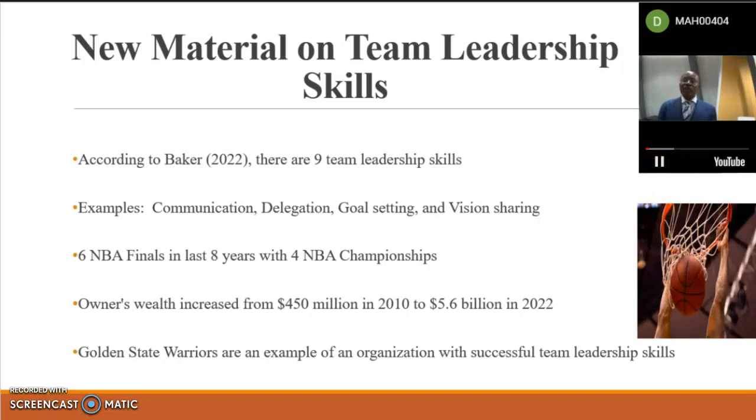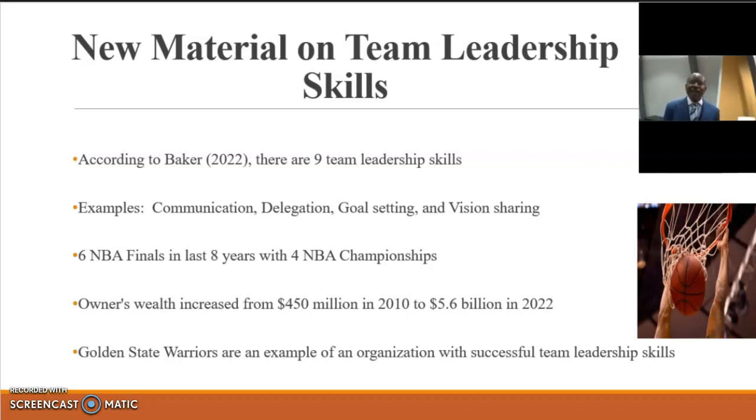According to Baker 2022, there are 9 leadership skills that lead to positive results. These skills include communication, delegation, goal setting, and vision sharing. Team leadership is important when one is trying to accomplish a complex task, such as winning the NBA championship. The Golden State Warriors have played in 6 NBA finals in the past 8 years while winning 4 NBA championships.